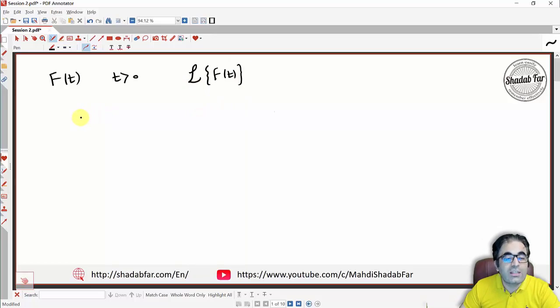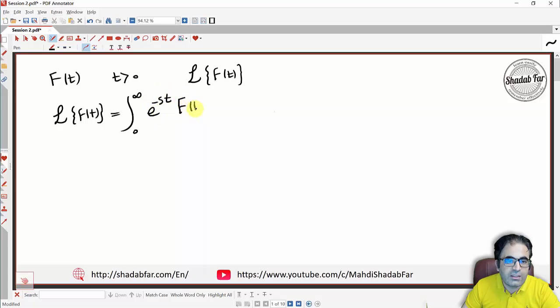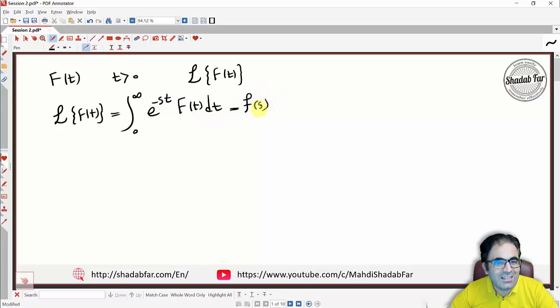So let's use the definition for this. The Laplace of f(t) equals the integral from 0 to plus infinity of exponential minus st, which is the kernel, and then the function f(t) dt. And the answer of this integral is going to be a function of s, so I can show it by a small f of s. And the s is the new variable.